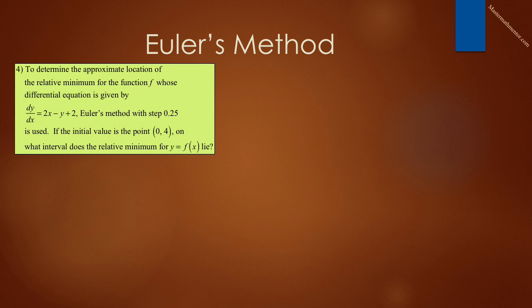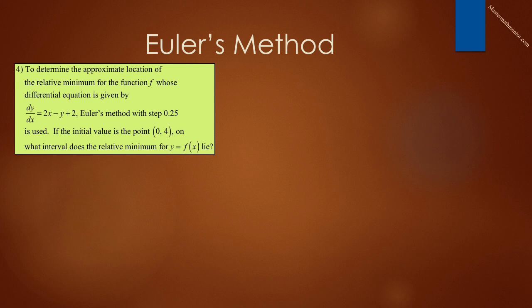Number 4 reads, to determine the approximate location of the relative minimum for the function whose differential equation is given by dy/dx equals 2x minus y plus 2, Euler's method with step 0.25 is used. If the initial value is the point (0, 4), on what interval does the relative minimum for y equals f of x lie? If you recall, in AB calculus, we did relative minimum problems a lot. Our usual technique was to find the derivative and find when the derivative switches from negative to positive, or the function switches from decreasing to increasing.